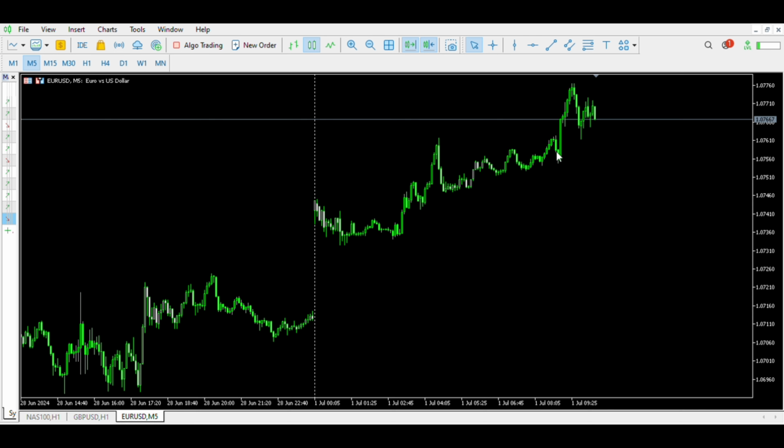So I could do that, but I'm not going to get in yet. I could just get in here now for a sell, but I'm not going to do that yet because I need confirmation with price action to show me that it's going to do that. And the confirmation that I need to see is for it to break this current trend.